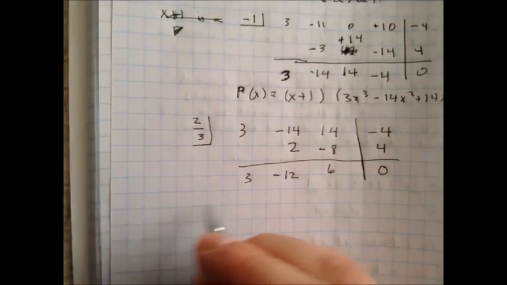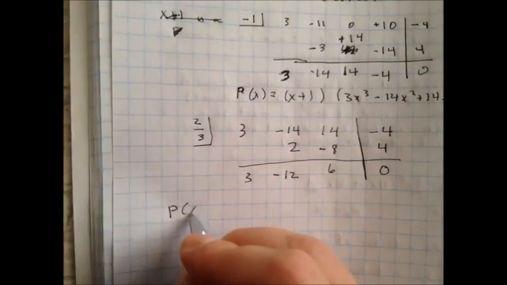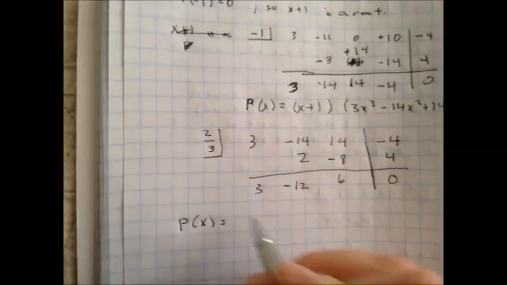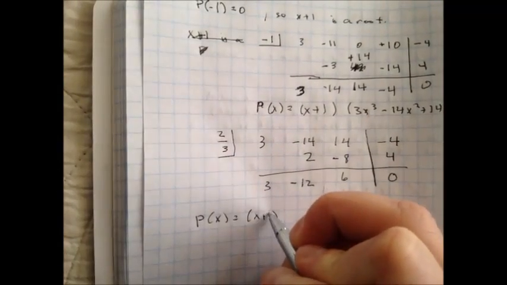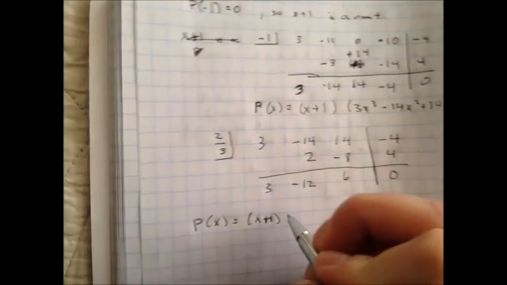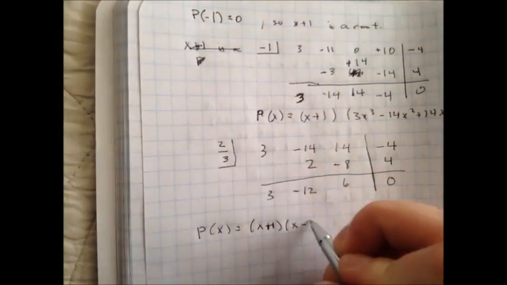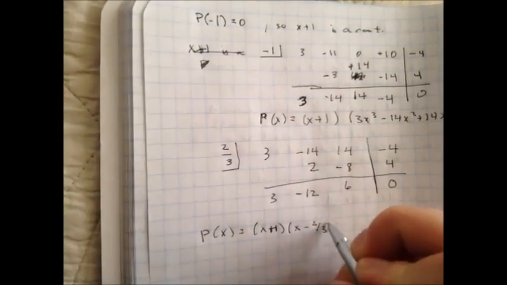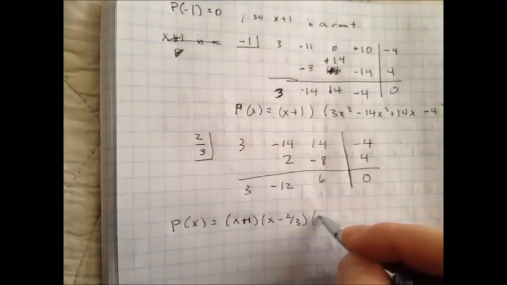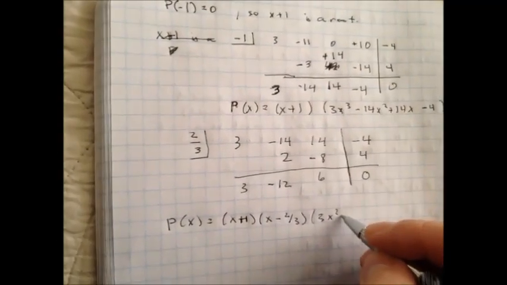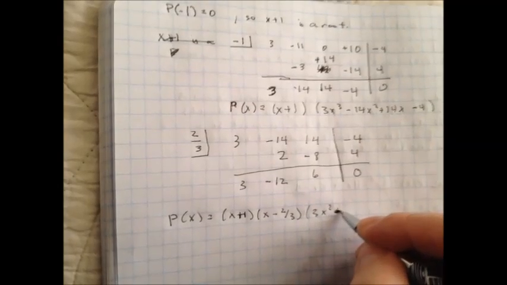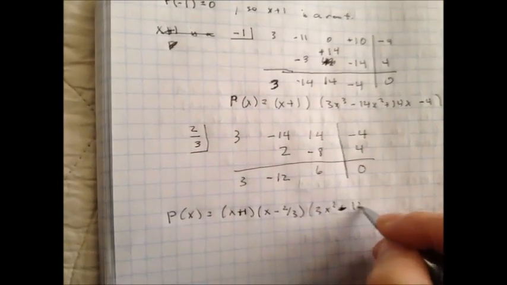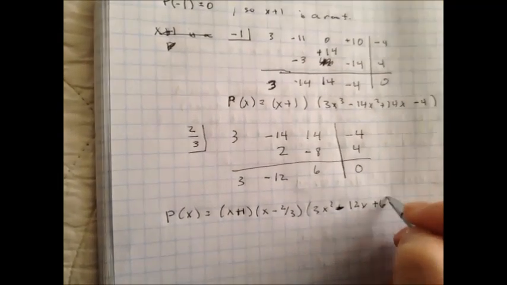Phantasmagoric. So then, I know that p of x is going to equal x plus 1 times x minus 2/3 times 3x squared minus 12x plus 6.